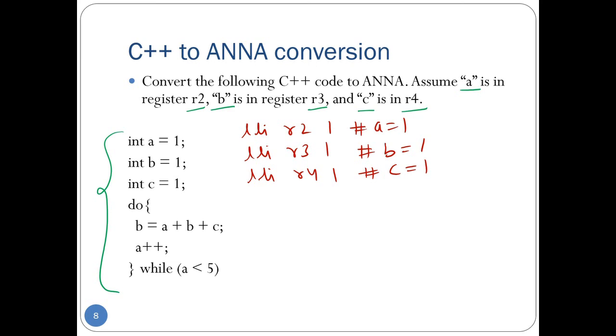Now note that this do while loop runs 5 times, or basically we have to make sure it continues until A is less than 5, so this basically goes 4 times. To keep that loop counter, we'll initialize another unused register, let's say R5, to 5. So this is our loop counter. Now let's get inside this loop body.